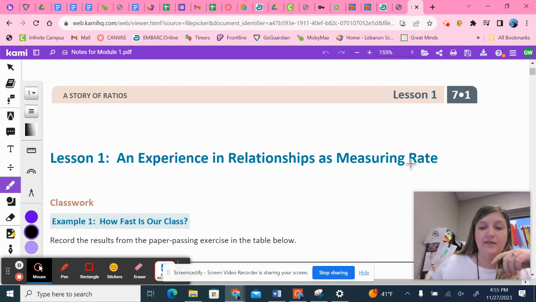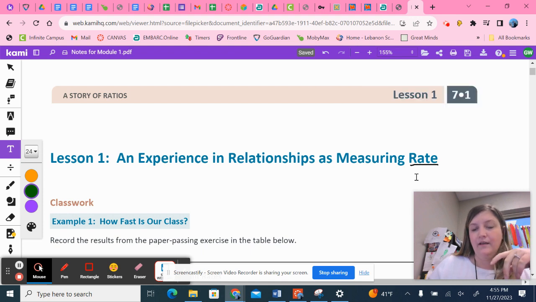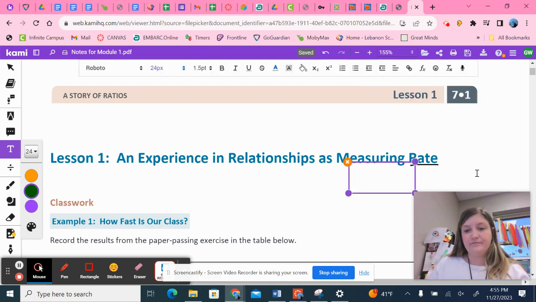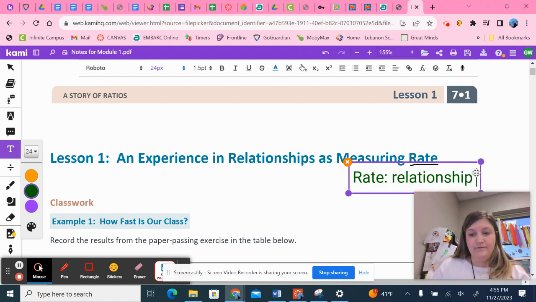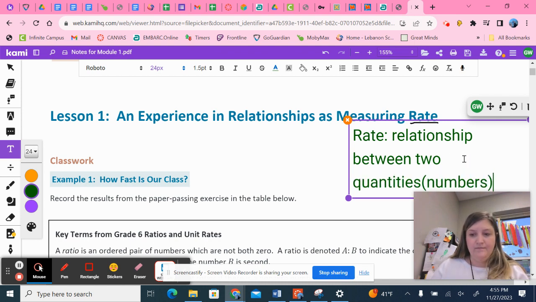So if I were to underline that, to give myself a definition: rate is a relationship between two quantities. And quantities means numbers. Now, that's our breakdown of what we're doing.